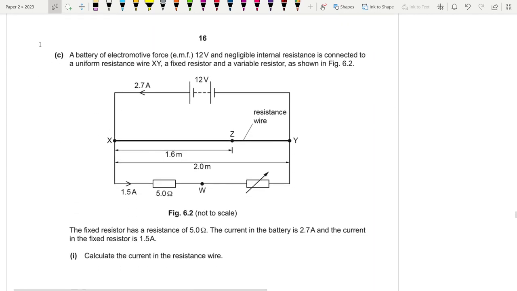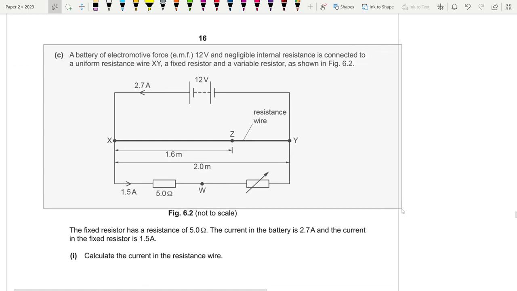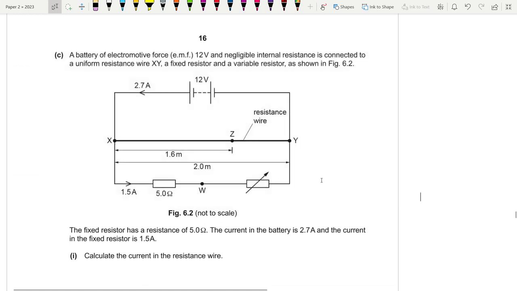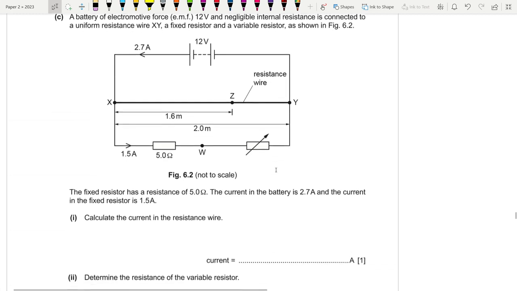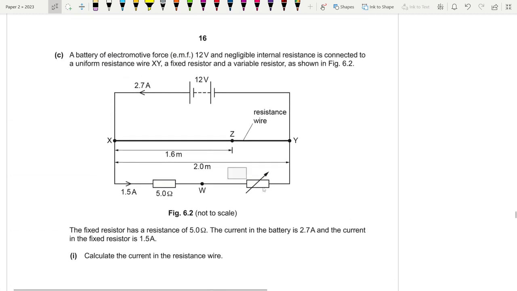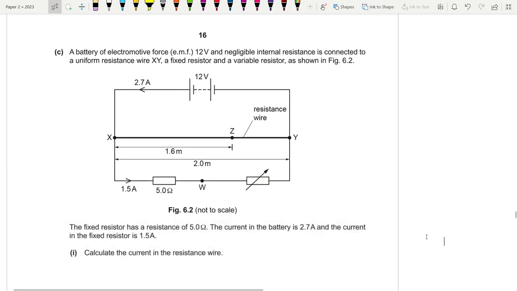Anyway, for part C, we have a battery of electromotive force 12 volts and negligible internal resistance. It is connected to a uniform resistance wire XY, a fixed resistor, and a variable resistor as shown in 6.2. So this variable resistor is over here, this rheostat. Now the fixed resistor has a resistance of 5 ohms. The current in the battery is 2.7 amps, and the current in the fixed resistor is 1.5 amperes.